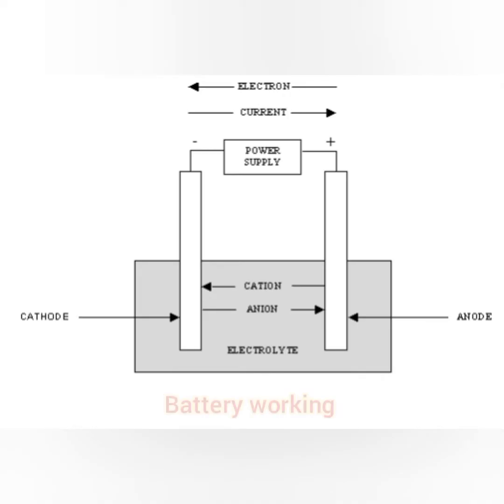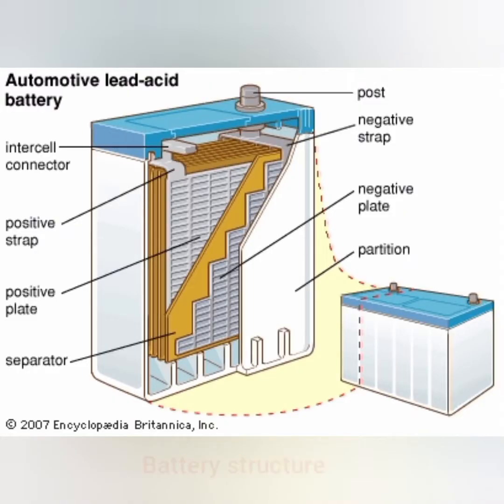Then this is a small example of a battery where anode and cathode are placed in an electrolytic solution and the power is given. The charging will take place, and when a load is connected, discharging will take place. This is the example of your battery components. Here the post, which is your terminal, the negative and the positive straps are given, and the negative and the positive plates where they are placed is shown. Then the separator which separates the negative and the positive plates is shown.